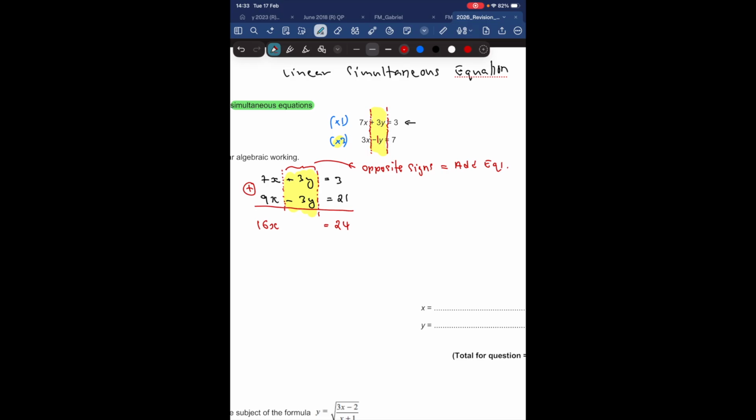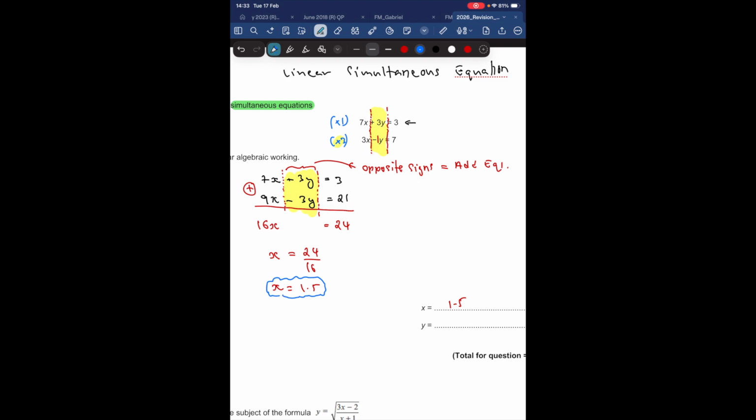So we now have an equation: 16x is equal to 24. To get the x on its own, bring the 16 over. x will be equal to 24 divided by 16. You can then work that out on a calculator. 24 divided by 16 will give us 1.5. That is our first solution. So we now know that x is equal to 1.5.